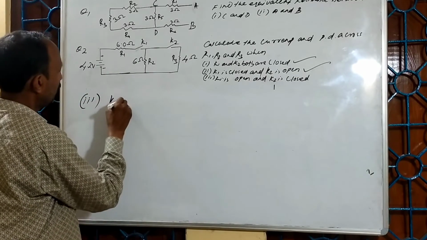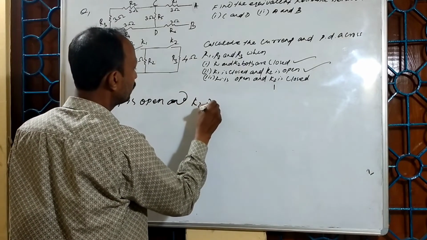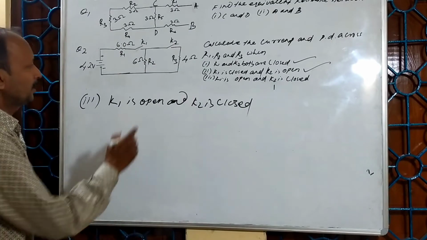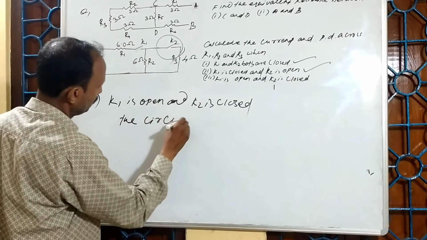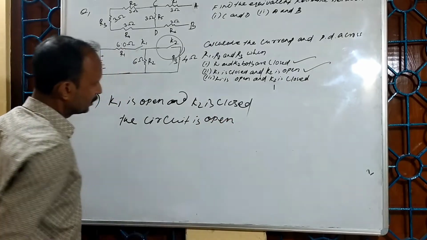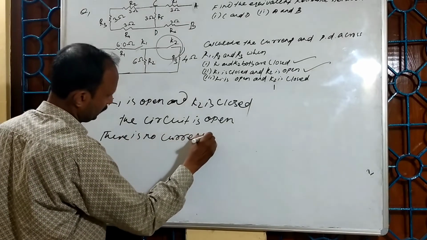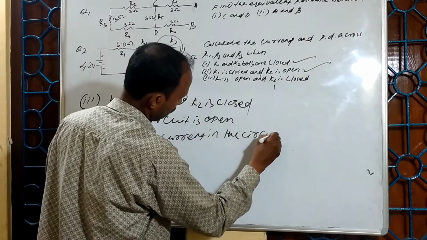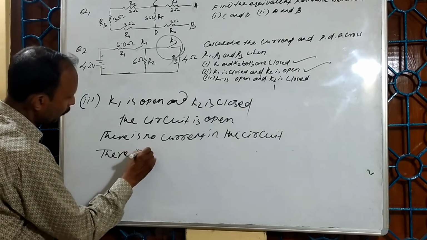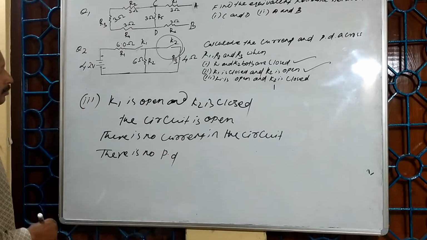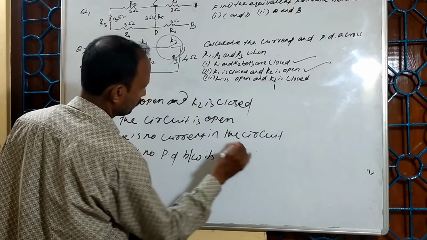In the third case, K1 is open and K2 is closed. If K2 is closed but K1 is open, that means the circuit is open. There is no current in the circuit. There is no potential difference between its ends.